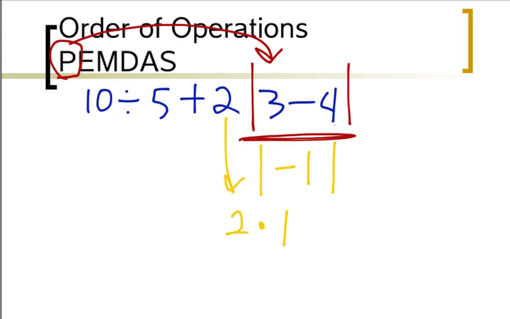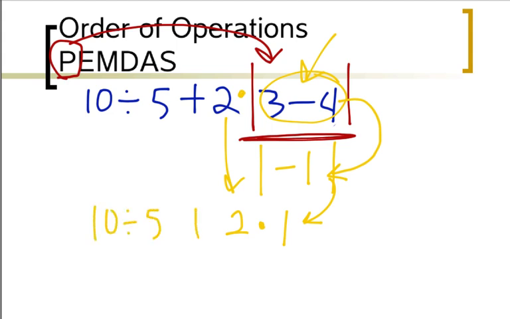Okay, so whenever you have absolute value, you do what's inside first, and then you take the absolute value in the next step and get whatever that answer is, and then move on to whether you're multiplying or whatever the next phase is. So now we're looking at 10 divided by 5 plus 2 times positive 1. So that's going to change our overall answer. 10 divided by 5 is 2, and then plus 2 times 1, which is 2.